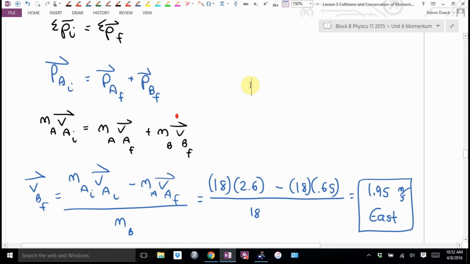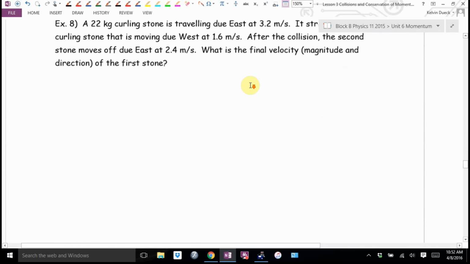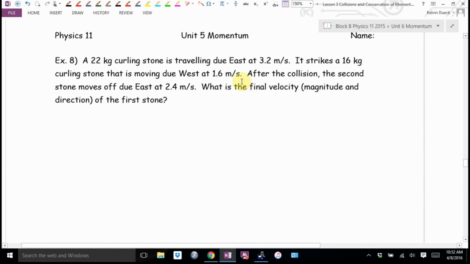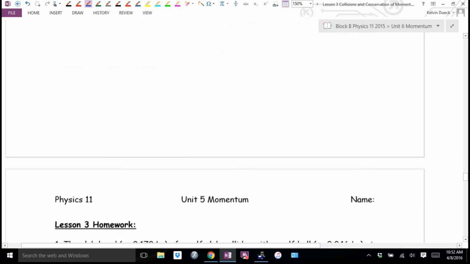This is the law of conservation of momentum. Momentum is conserved. In example 8, I noticed there's an east and there's a west. I'd let one way be positive, one way be negative. I would probably let east be positive and west be negative because that kind of makes sense to my brain. Okay. But I'm not going to do it.